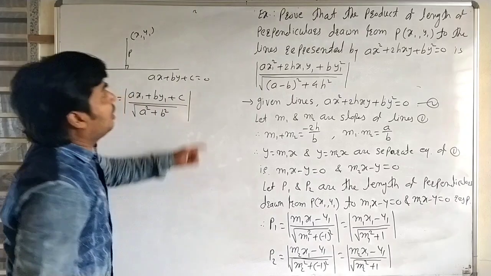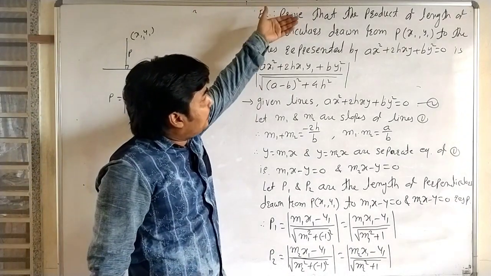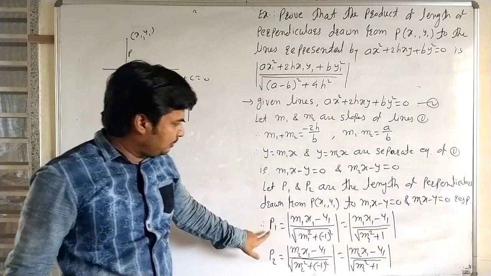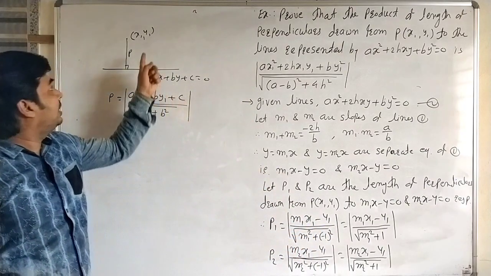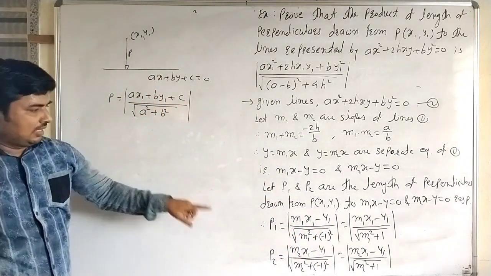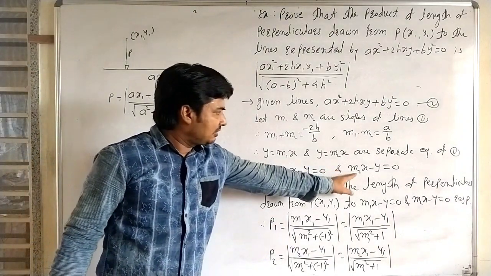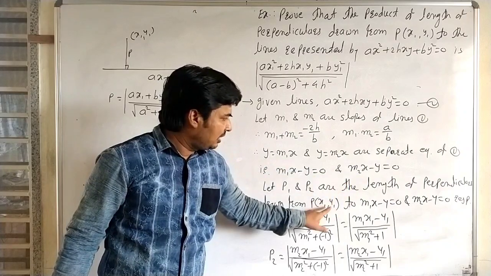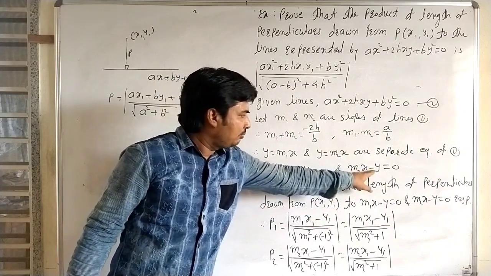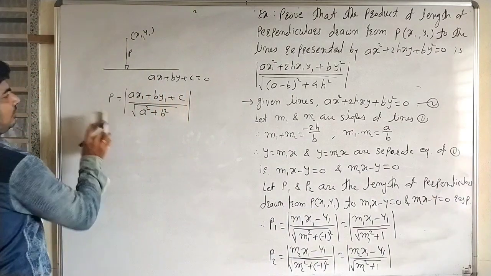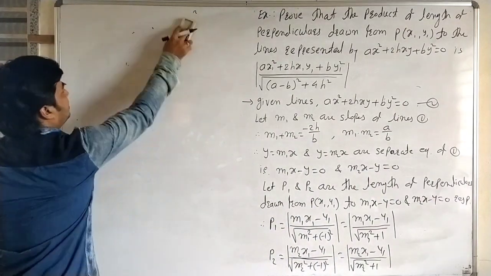Now we find the product of length of perpendiculars. Lengths of perpendiculars are P1 and P2. It is P1 by the perpendicular distance formula and P2 by the perpendicular distance formula, the line and the point. Now we take the product of this.